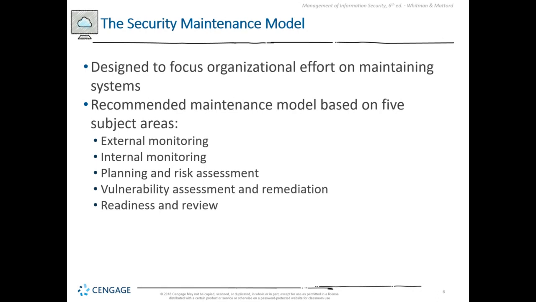The last one we're going to talk about is readiness and review. The primary goal of this is to keep information security programs functioning as designed and continuously improving. Now, a couple ways we can do this are through a policy review, program review, and also through rehearsals and training.